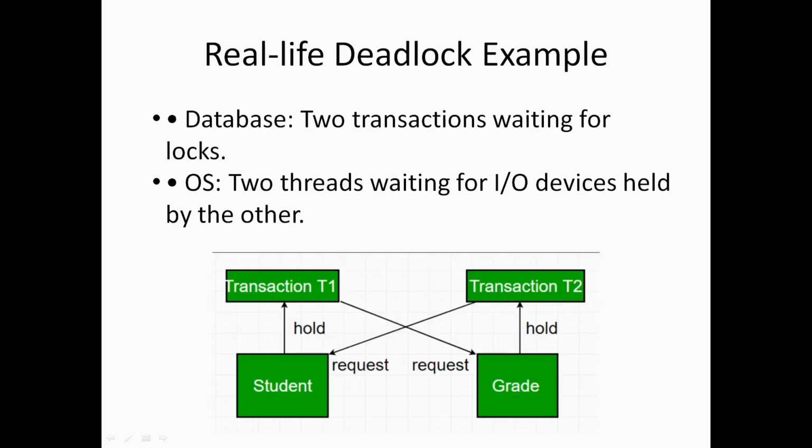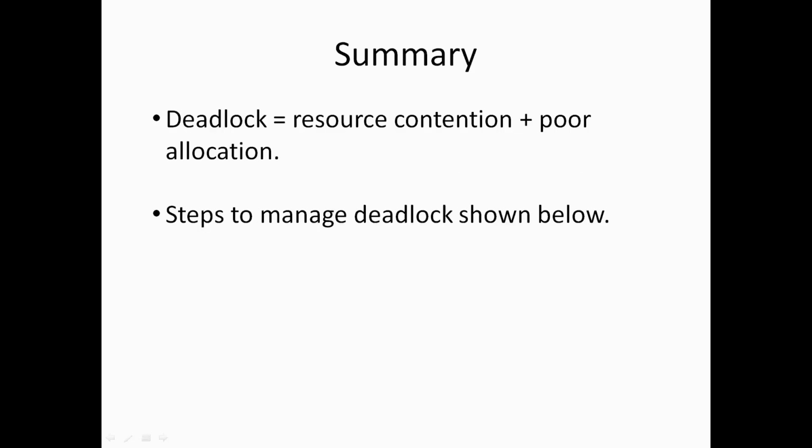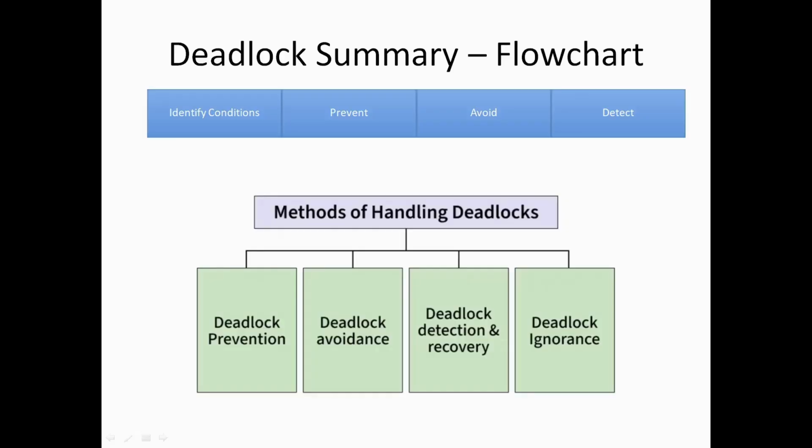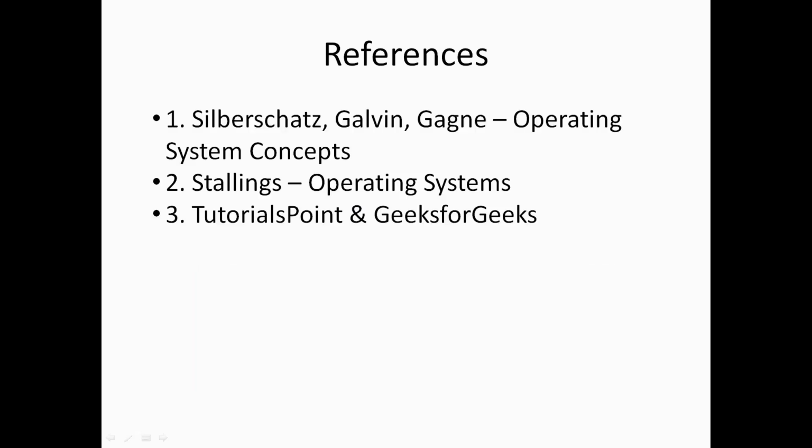And then, as for real-life examples, in databases, two transactions may hold locks that the other needs, so both have to wait forever. In operating systems, two threads can each hold an I/O device and wait for the other's, causing a freeze. In summary, deadlock equals resource contention plus circular allocation. Steps to manage deadlock are shown below. So these are the methods we can take to handle deadlock: deadlock prevention, deadlock avoidance, deadlock detection and recovery, and deadlock ignorance. These are the resource references we used.